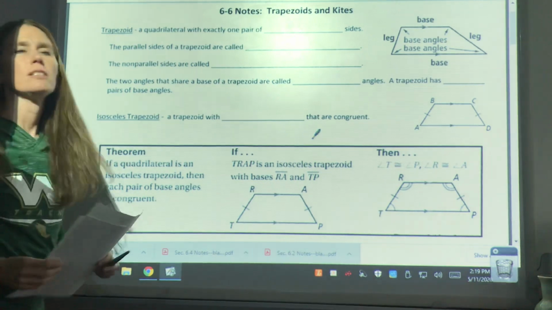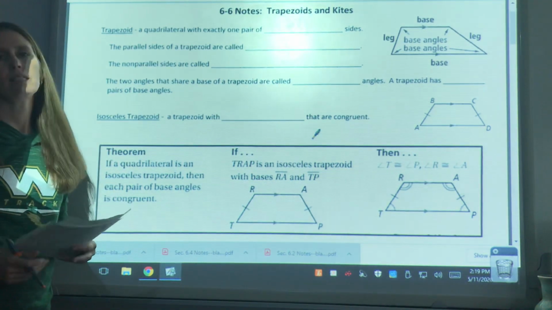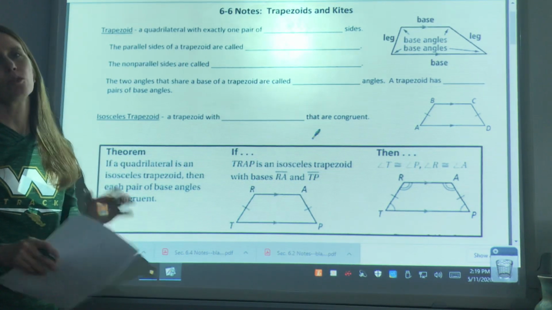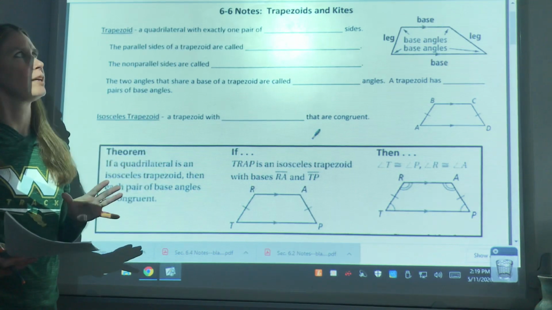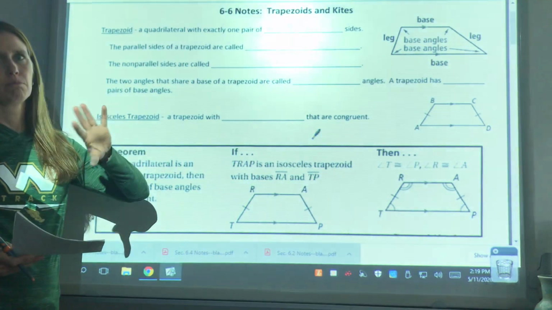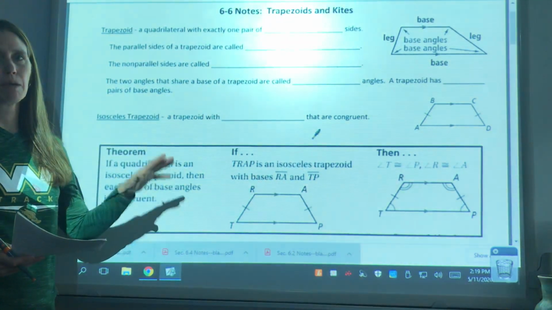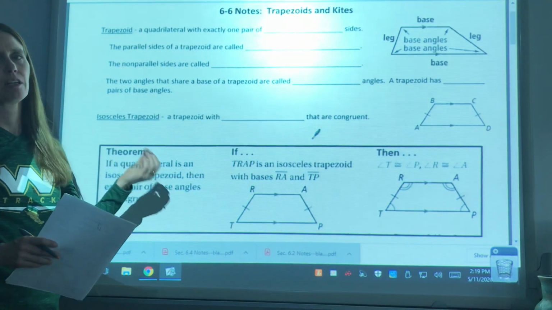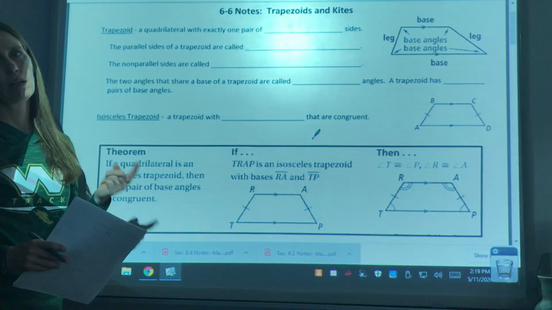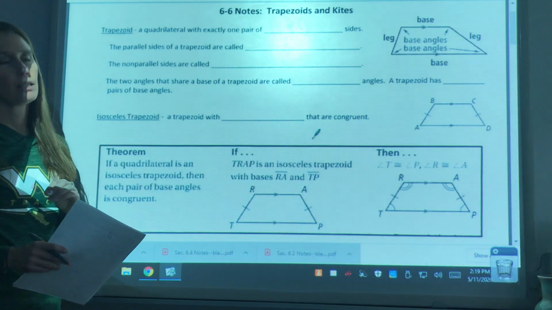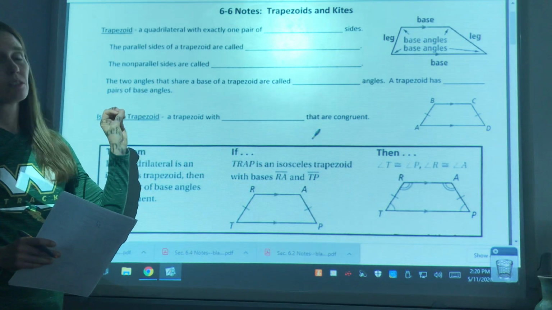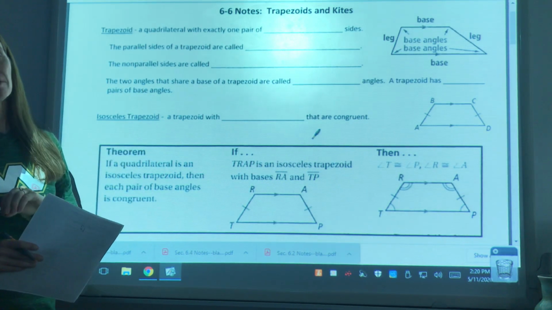Okay, this is section 6.6, trapezoids and kites. So again, this whole chapter 6 is on quadrilaterals. We've spent most of chapter 6 so far talking about parallelograms, and falling under parallelograms have been rhombuses, rectangles, and squares. Now we're going to talk about some quadrilaterals that are not parallelograms.